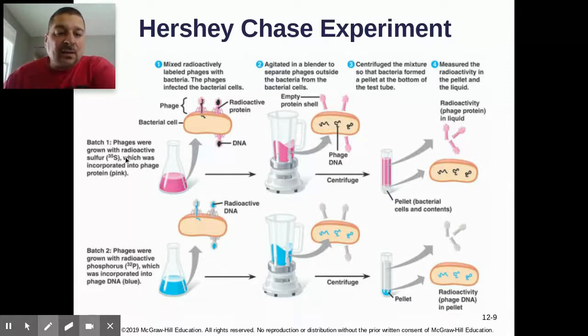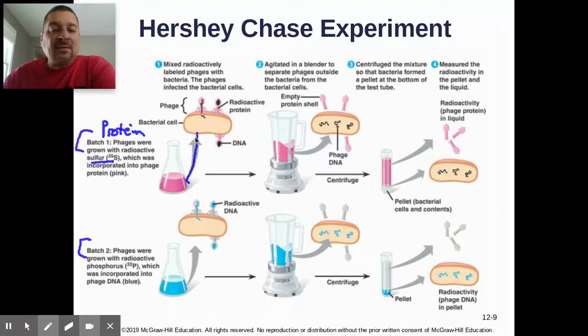Okay, here you can see their experiment. They had batch one right here and batch two right here. In batch one, the bacteriophages were grown with radioactive sulfur. Sulfur is found in protein, but not DNA. So in batch one, they're labeling the protein. They grew it in there with this pink color.